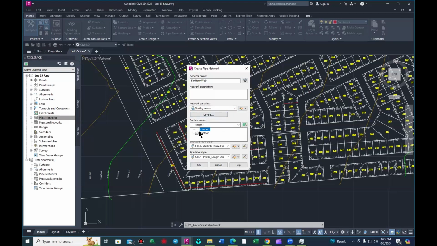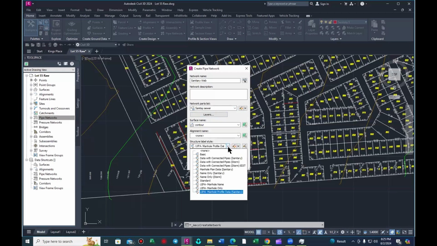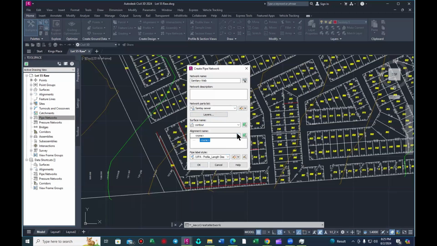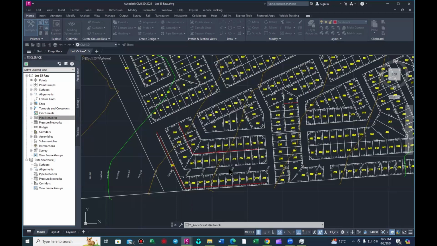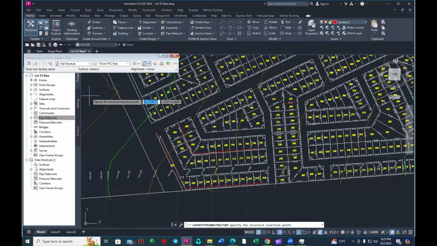Then the surface. I have to select the surface because I'm designing my sewer system relative to a surface. The surface of that area is called contour. I'm not going to touch on these, you guys, because we're rushing. Then structure label, I'm probably going to use this structure label set. These are styles that are already preset, right? For the sake of this course, I'm not going to be talking about that. Then I click OK.